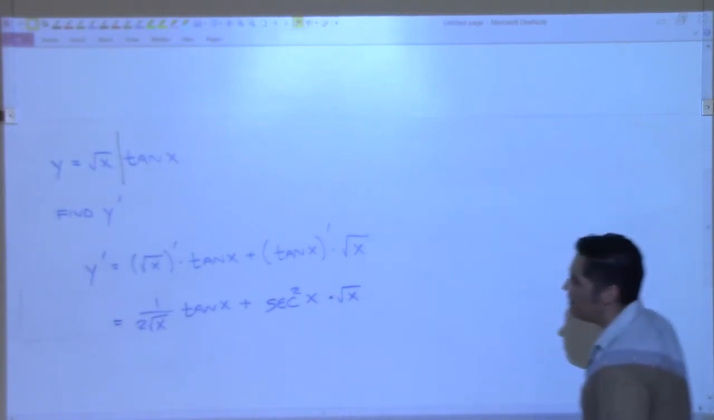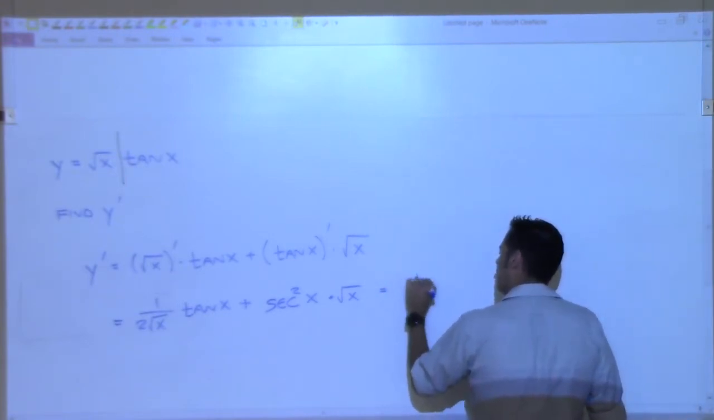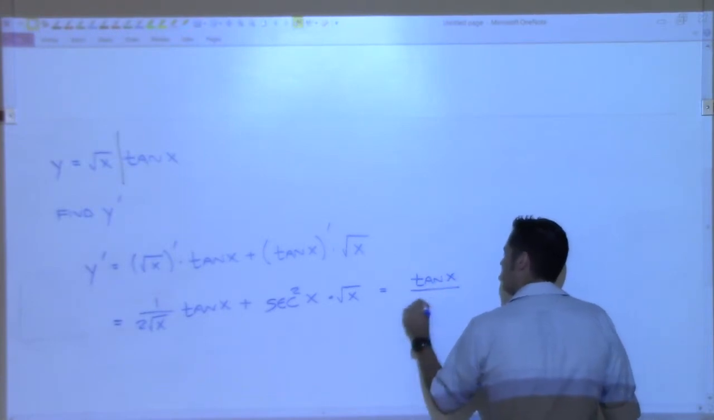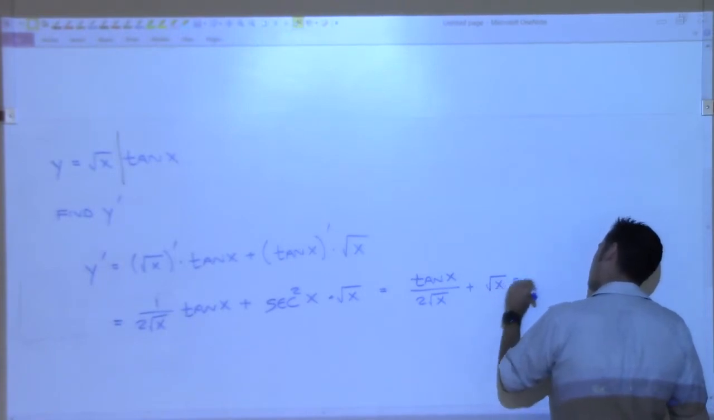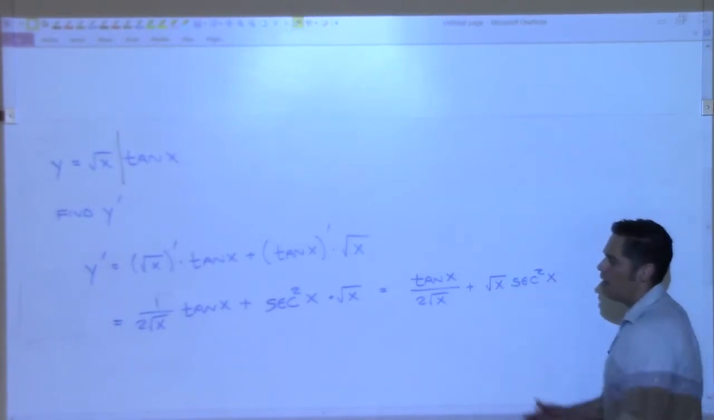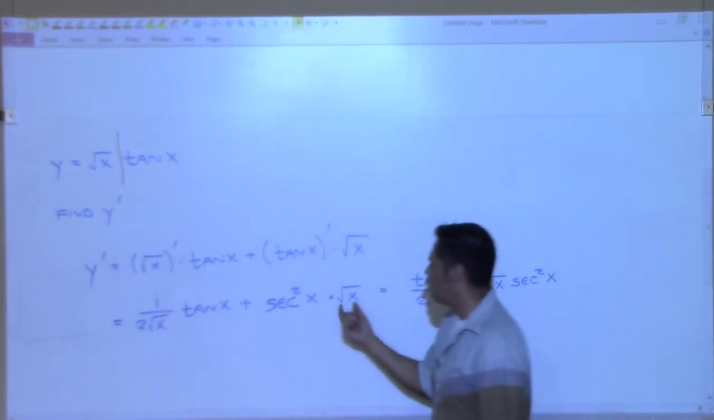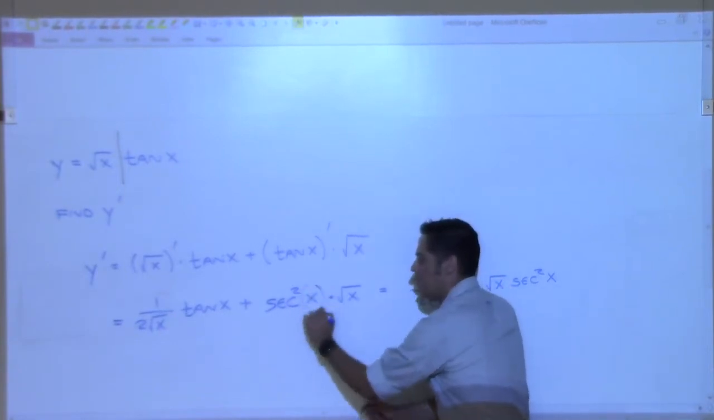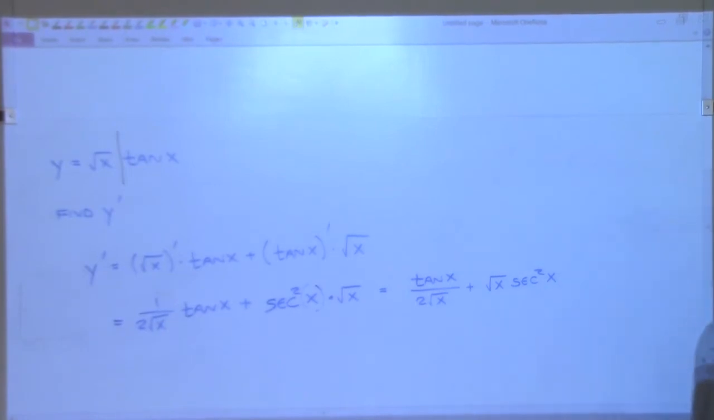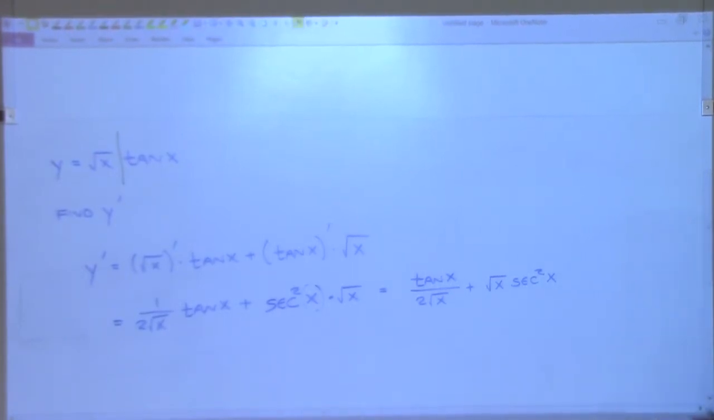And even though I'm okay with that, I'm just going to rewrite it in a different form. I'm going to put this as tan x over 2 root x plus root x times secant squared x. So all I did there was put these two together. I just slid the tangent on top. And then here, again, I don't like these next to each other. I like to move this out. Remember, that x is trapped, so you have to move the root x out in front. So there's your derivative. That's what we're looking for. Box it up.